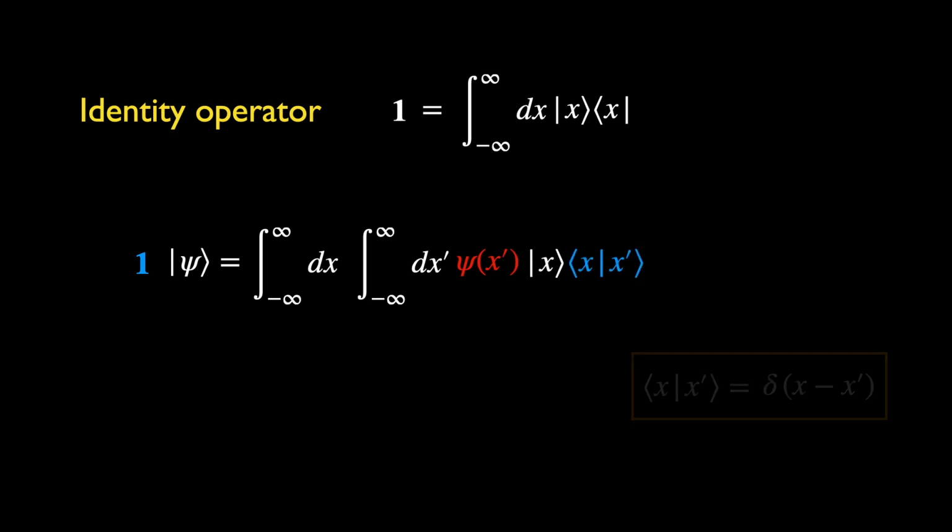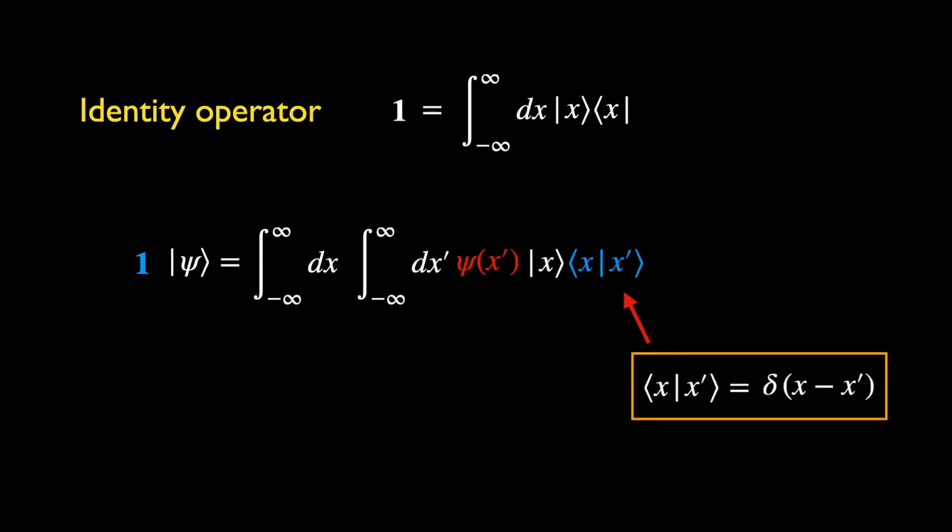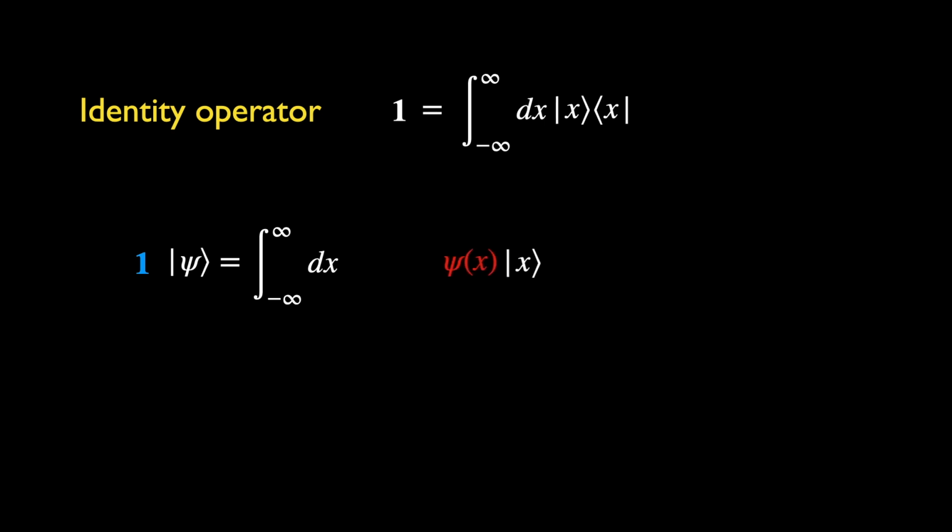Using the orthonormality condition for position states, a delta function is introduced into the integral. After integrating out x prime, we get... Thus we get back the same state, just as expected.